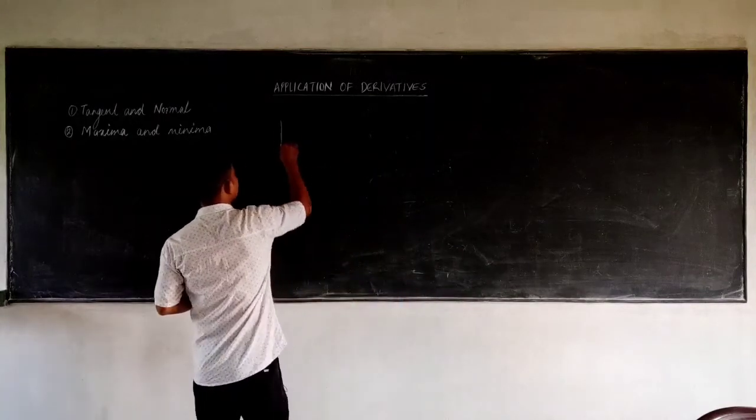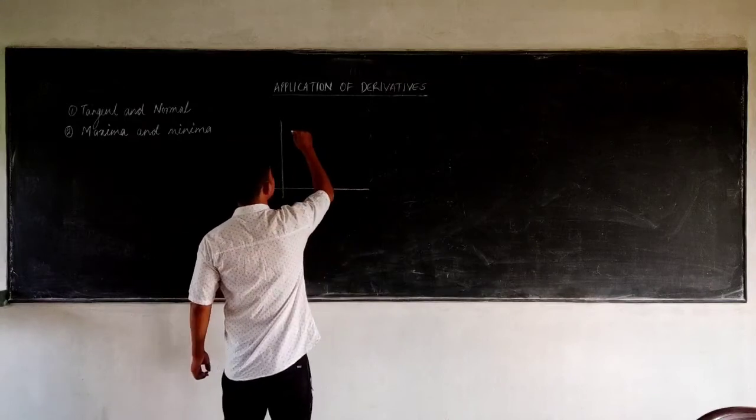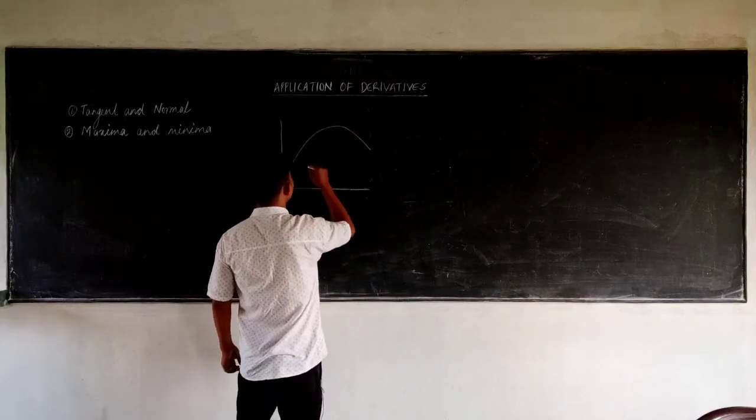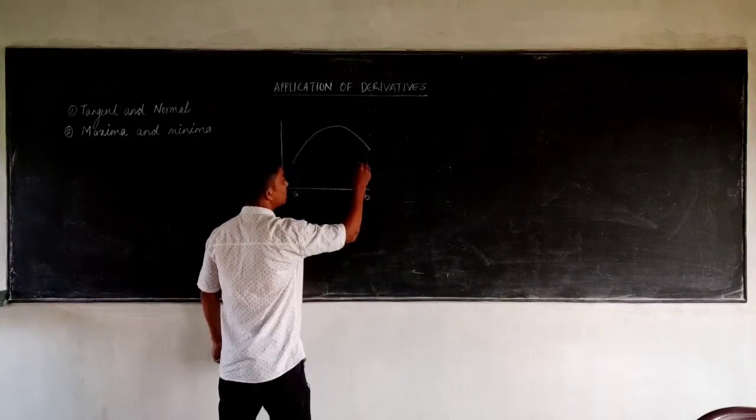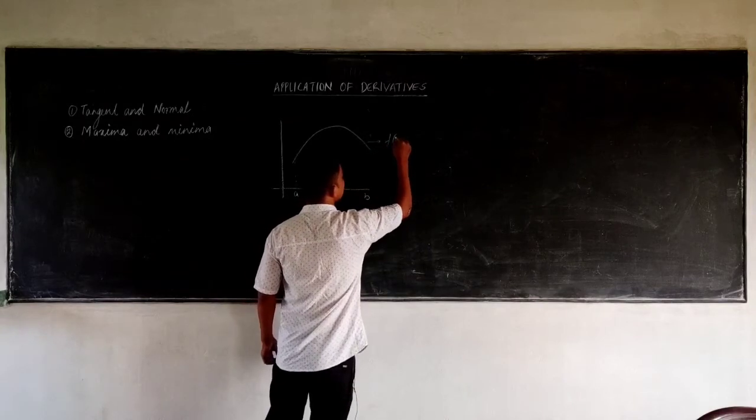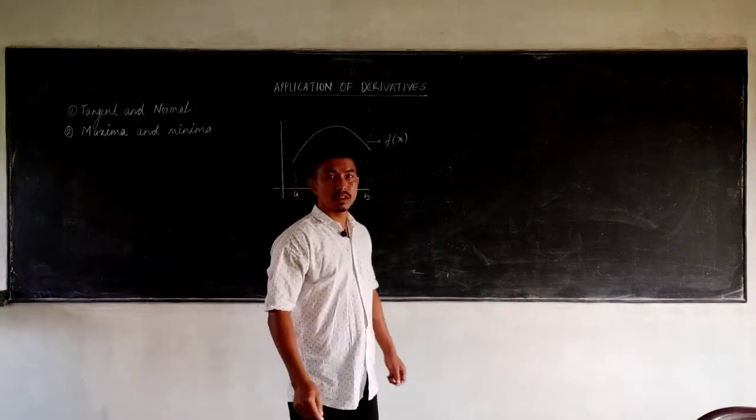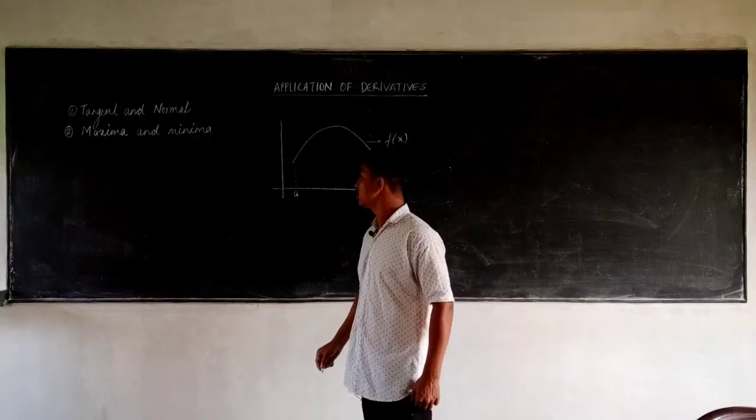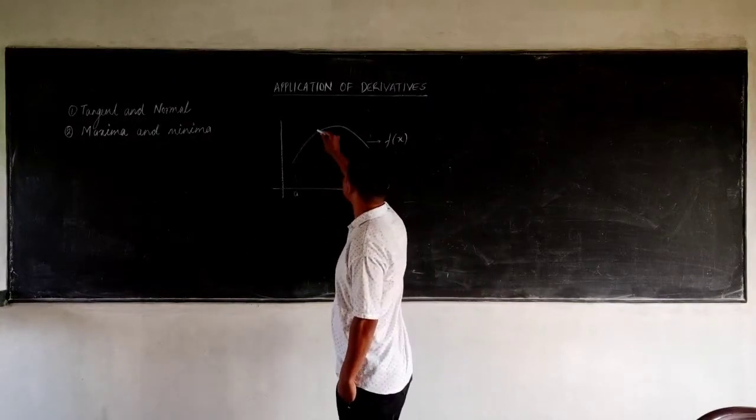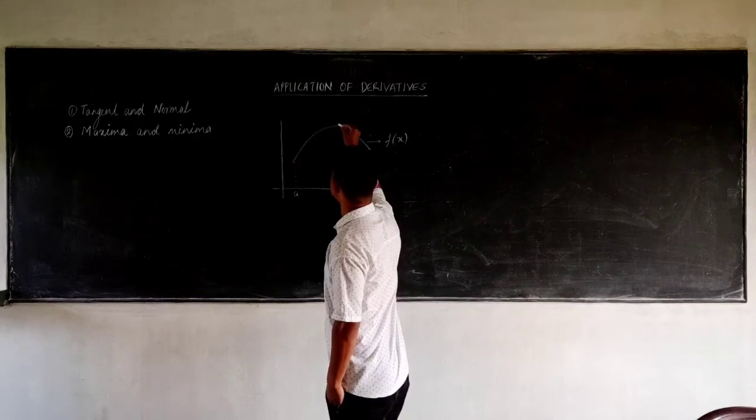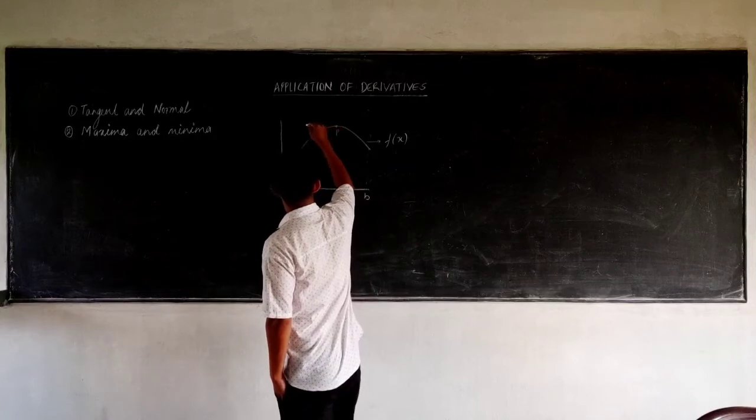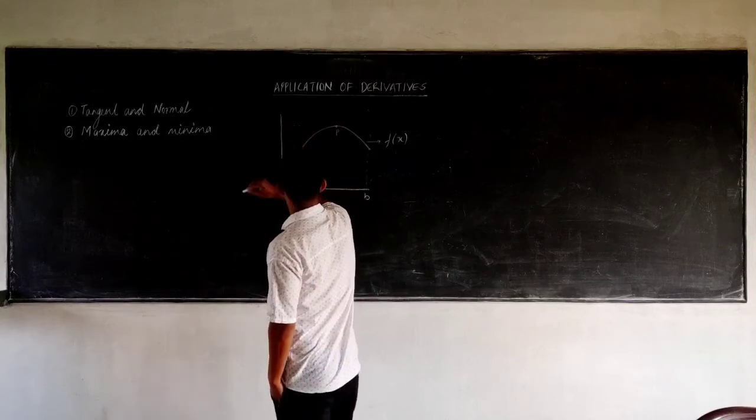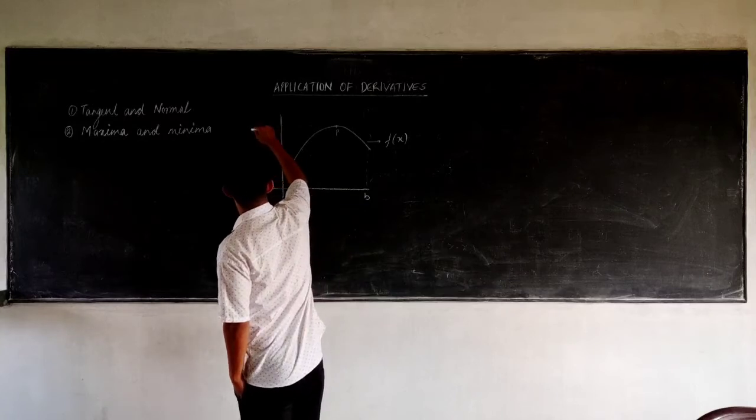Suppose now I again consider two cases. I have a curve like this which is defined in the range or domain A to B, and let the equation of this curve be f of x. Here, the maximum value of the function means the point where this curve attains the maximum value. That means this curve is attaining the maximum value at the point P, and the corresponding value on the y-axis is known as the maximum value or maxima.